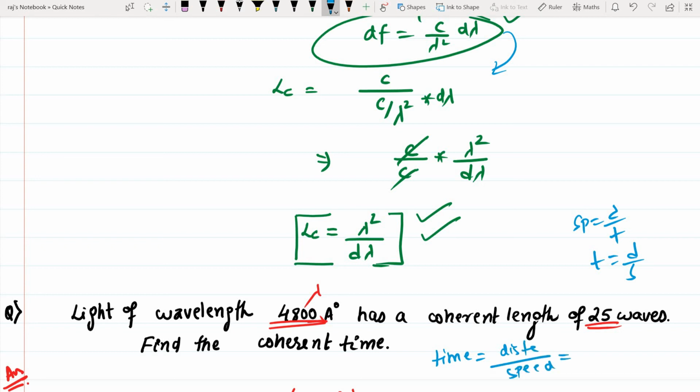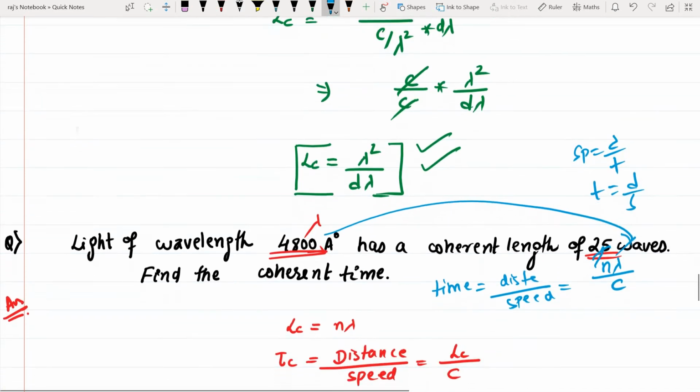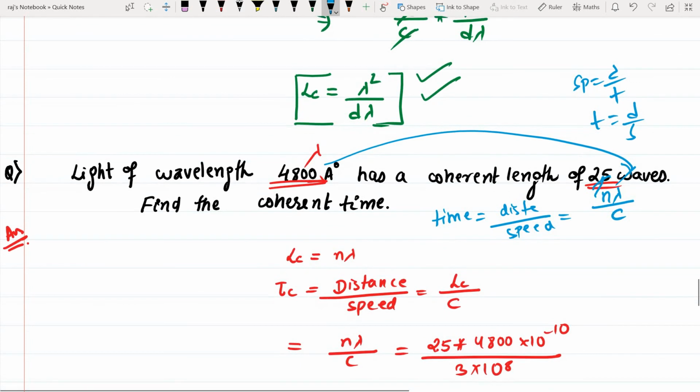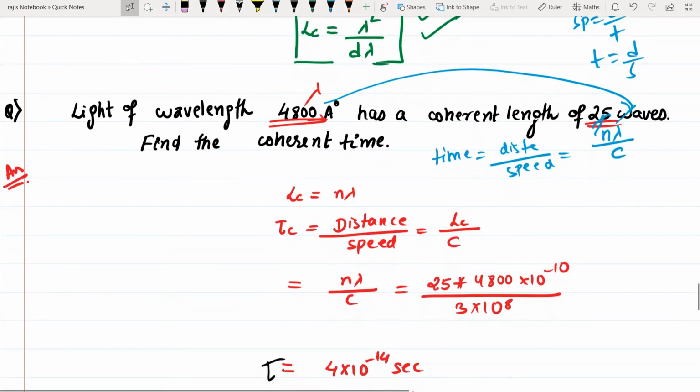Speed over here is the speed of light, and distance over here is the coherent length, that is LC. LC is equal to n lambda. n we have been given as 25, lambda we have been given as 4800 angstroms, and c we already know as 3 into 10 power 8 meter per second. So substituting the values, we get n lambda by c, and the value we get is 4 into 10 power minus 14 seconds. So this is the coherent time we get from this.